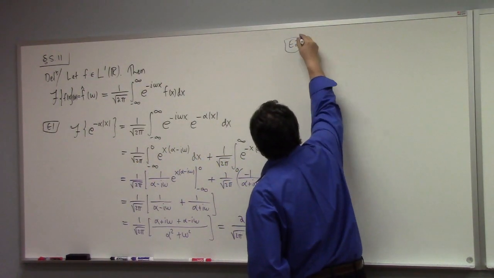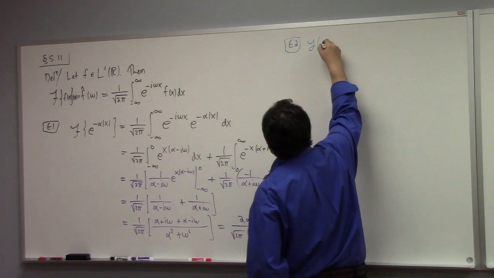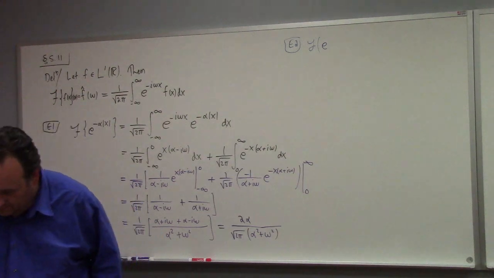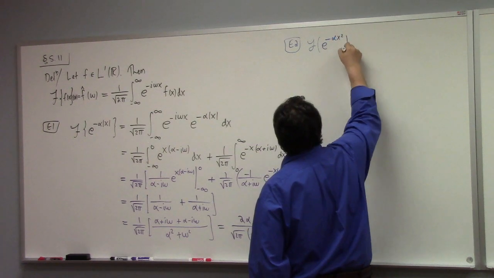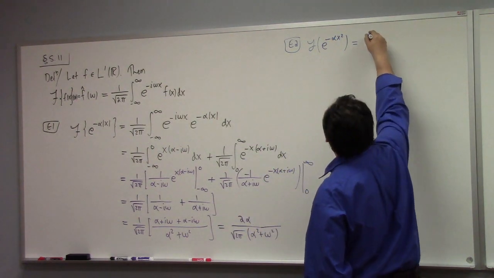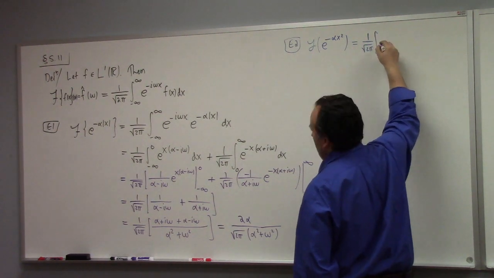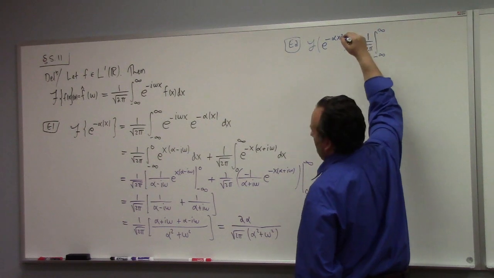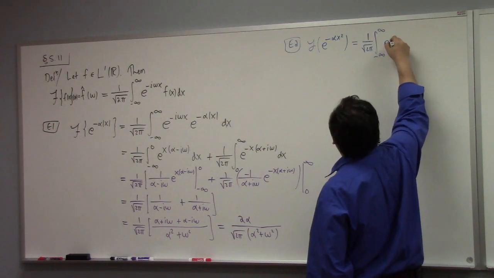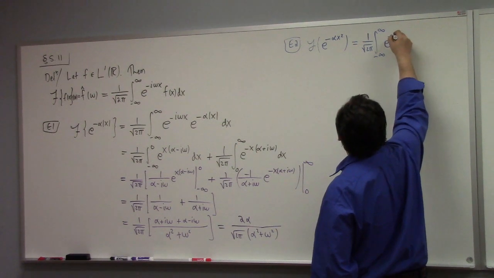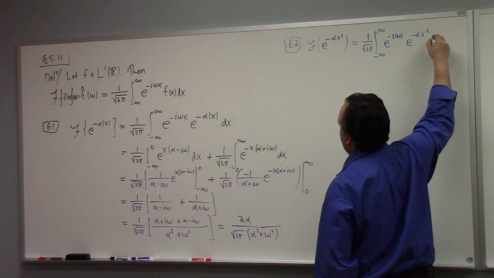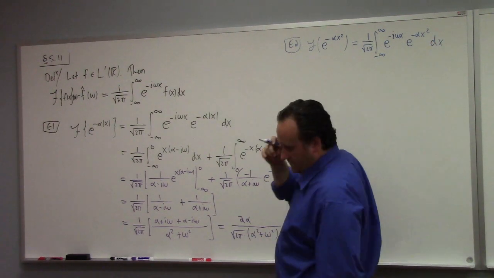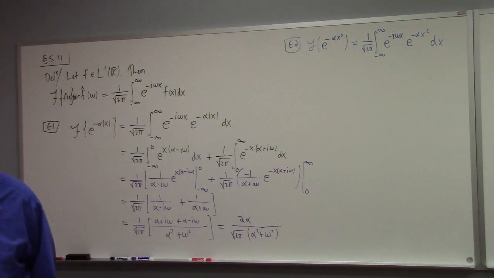Example 2, calculate the Fourier transform of e to the minus alpha x squared. So now we're looking at 1 over root 2 pi, the integral from minus infinity to infinity of e to the minus i omega x, e to the minus alpha x squared dx. And it can't be too hard, because he does it in like 2 lines here.